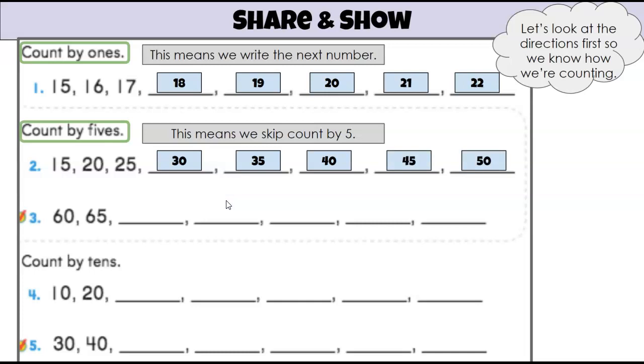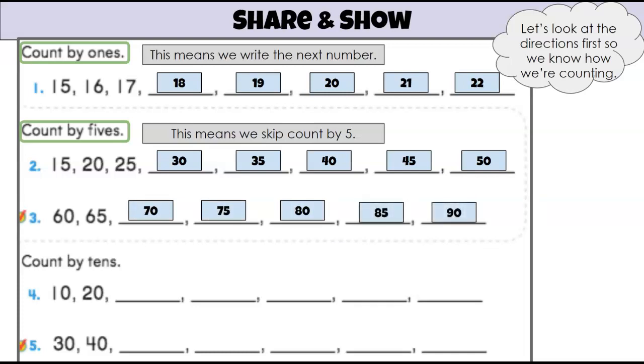Good. Remember, always stop the video if I'm going too fast because I know you're trying to write as well. Now, did the directions change? No, we're still counting by fives, but we're starting at 60. 60, 65. See if you can fill in the rest of that pattern. 70, 75, 80, 85, 90.